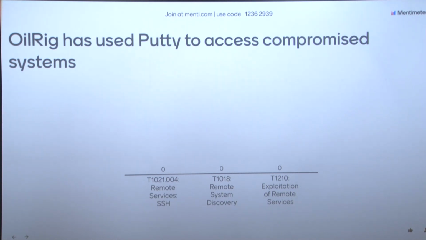Now, the next question is: OilRig has used PuTTY to access a compromised system. PuTTY is used to get remote access using SSH. In a Windows machine, it is a software.